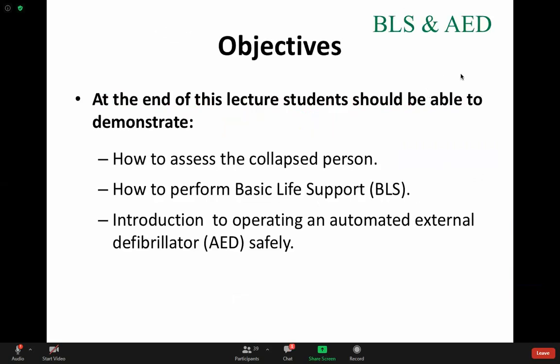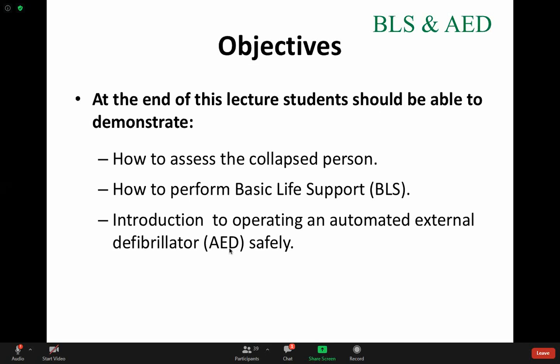So we're going to continue with the resuscitation again. The objective at the end of this lecture is that students would be able to demonstrate how to assess a collapsed person. So if you see a patient who collapses in front of you, how would you deal with that patient? And how to perform basic life support and an introduction to the AED, or the automated external defibrillator, okay?